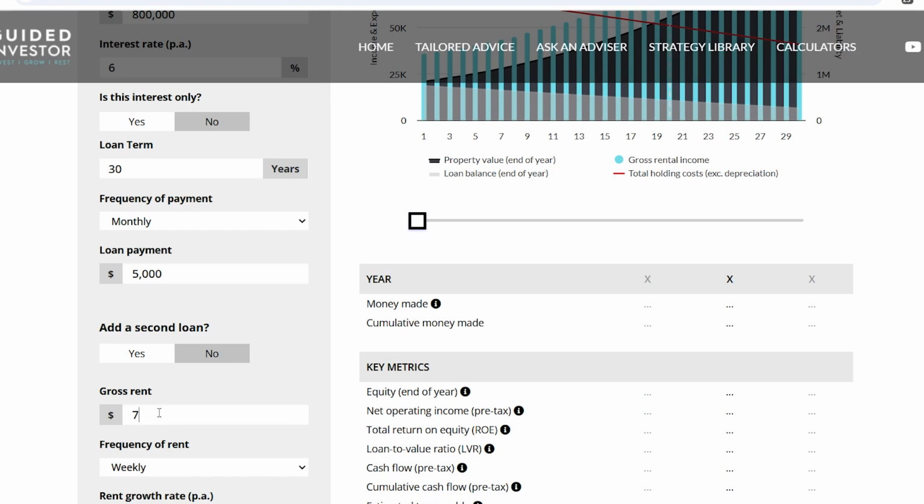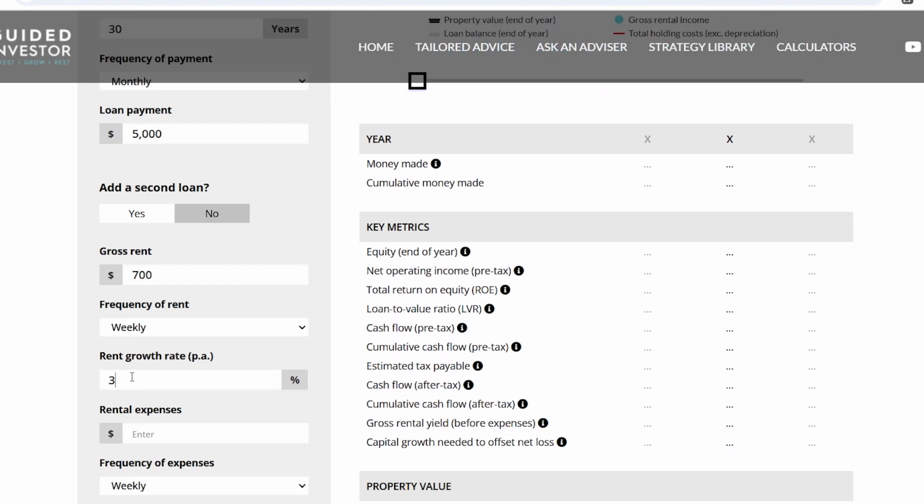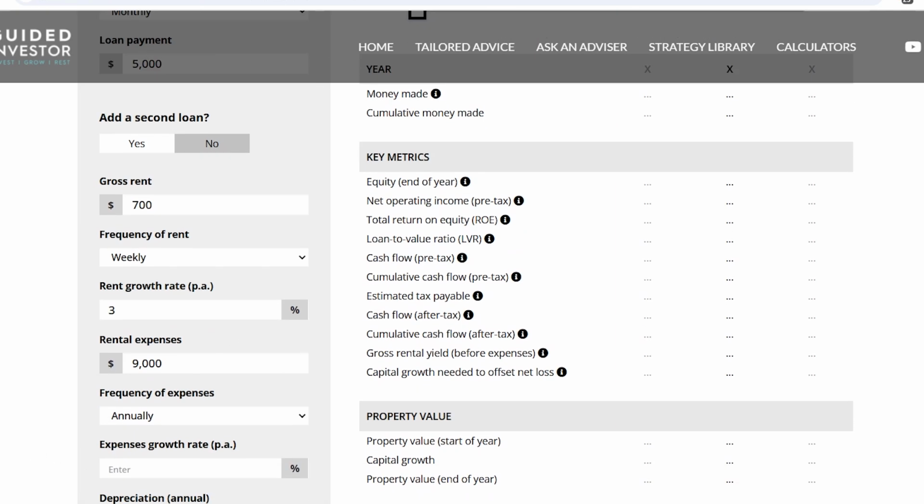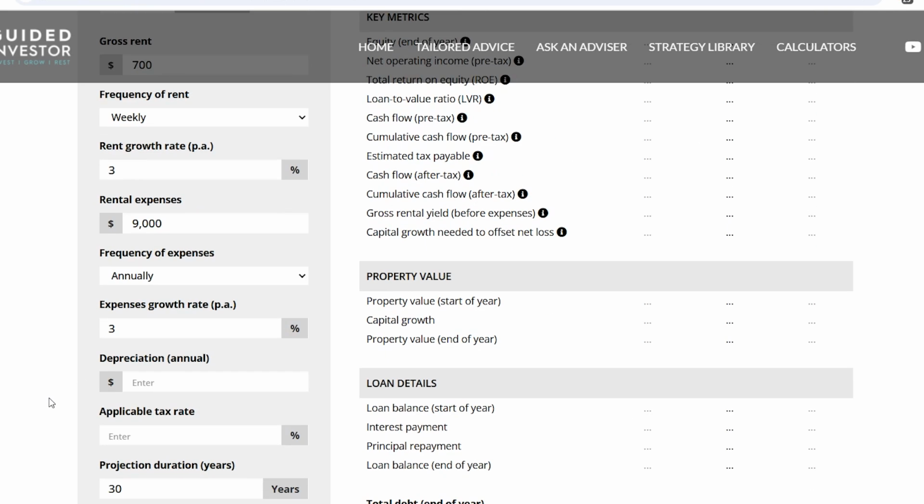Gross rent, I'm going to get $700 per week from my property, and I'm going to assume that that goes up by 3% per year. I think it's going to cost me, well, with property, my standard assumption is normally around 25% of the rental income, depending on where the property is and the type of property, of course. So I'm going to say that my rental expenses are $9,000 per year. So that obviously excludes the loan repayments. Now, that $9,000 is going to increase by 3% as well.